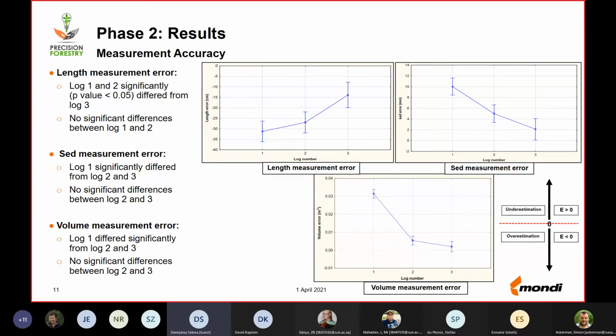Lastly, let's look at the volume measurement error. Similar findings again. Log 1 differed significantly from log 2 and log 3, and no significant differences between log 2 and log 3. Again, the first log has the lowest accuracy, and then the third log, as with length measurement error and small end measurement error, has the highest accuracy and the lowest measurement error.